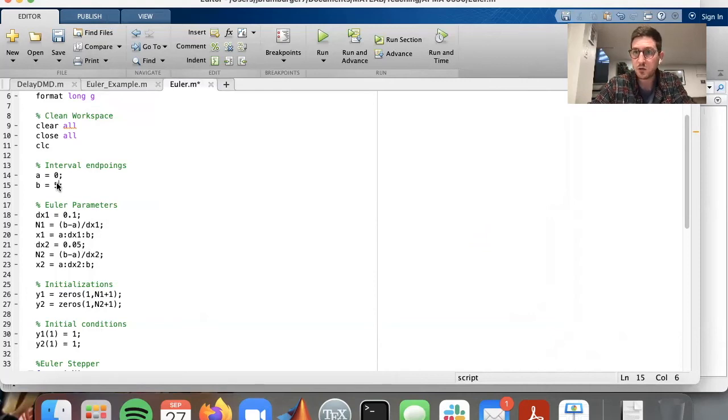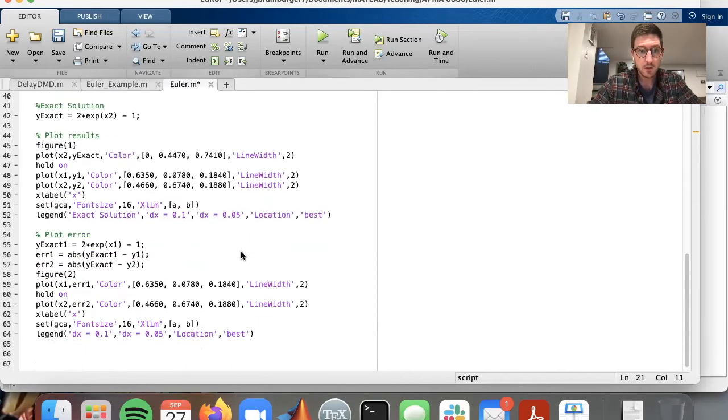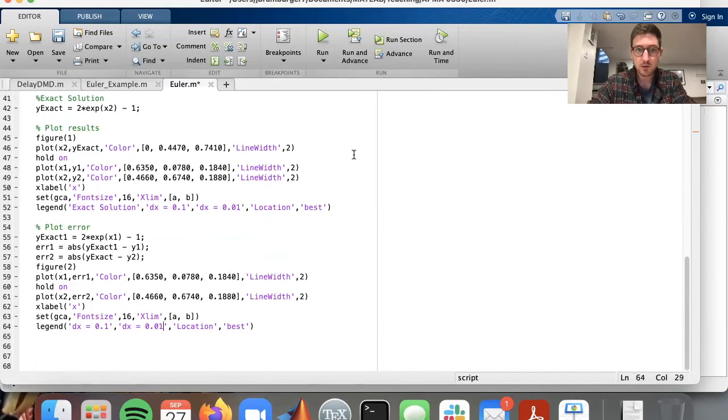So let's go up to x equal to 5 here again. And let's use a step size of, let's say, 10 to the minus 2. So 1/5 of what we used the first time. Let's just update this so we can see it in our legends. And let's run this now.